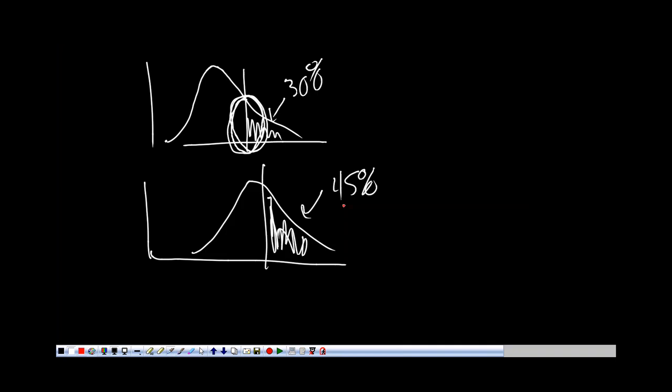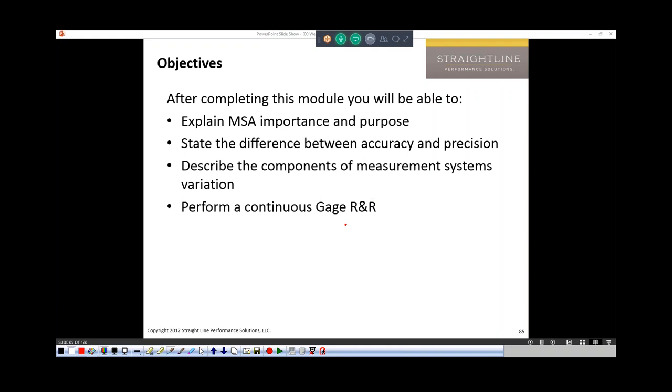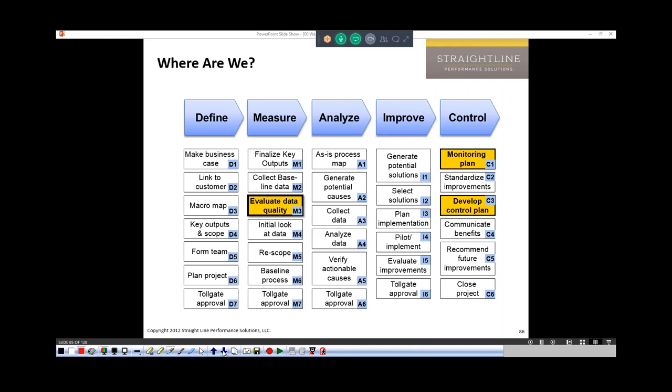What I want to do is impress upon you that I'm not all that interested in saying, hey, you need to do a gauge R&R analysis. What I want us to just do is to do a measurement systems analysis, an MSA. We're just going to perform an MSA. And what does that mean? Well, we're going to find out what an MSA is and so forth.